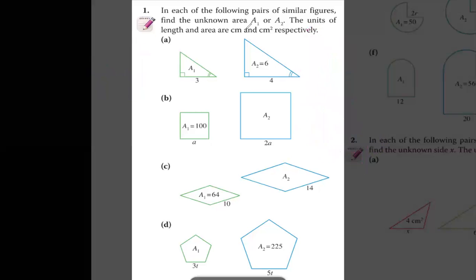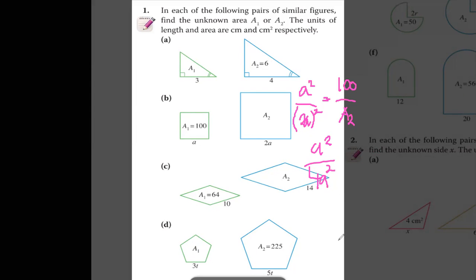Now we go to 1B. Same here, if you want to compare the ratio of sides and the ratio of area. So a squared, the first side, over 2a squared, equals the area of the first square, 100, over the area of the second one. So a squared over 4a squared equals 100 over A2, the second area.